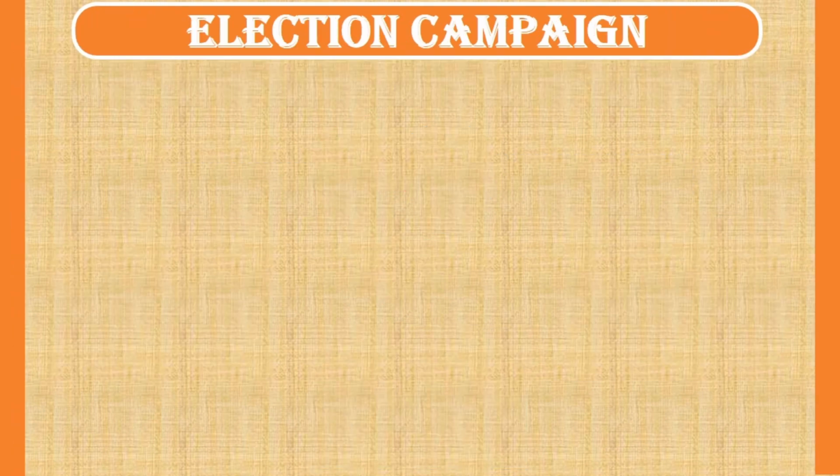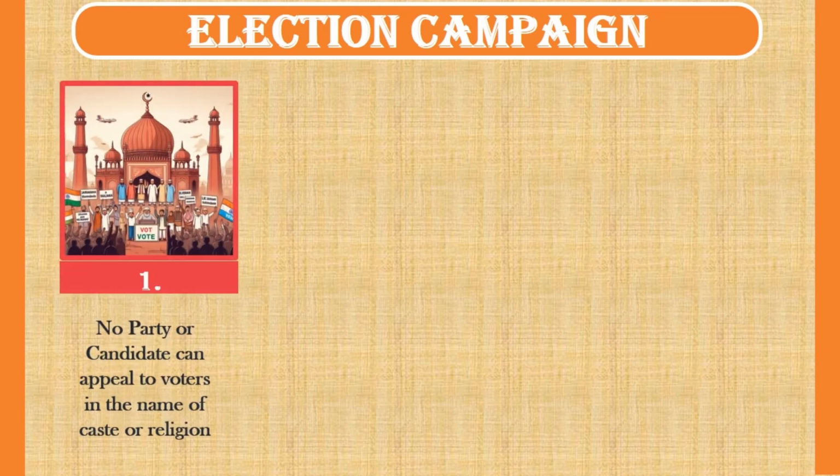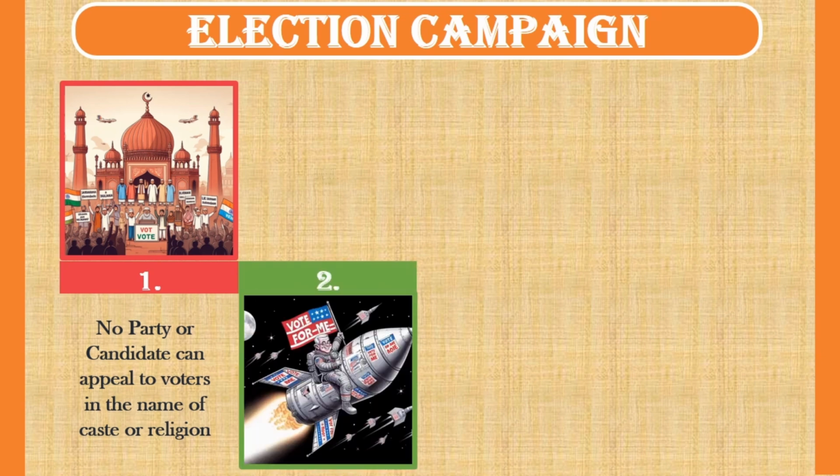After candidates file the nomination form, they are given almost 2 weeks to campaign among voters and appeal to voters to vote for their parties. Now, we will study the activities prohibited in election campaigns as per the Indian election law. Among the prohibited activities during the election campaign, the first one is that no party or candidate can appeal to voters in the name of caste or religion. The second activity is that government resources cannot be used for election campaigns. This ensures that the ruling party has no advantage over other parties.